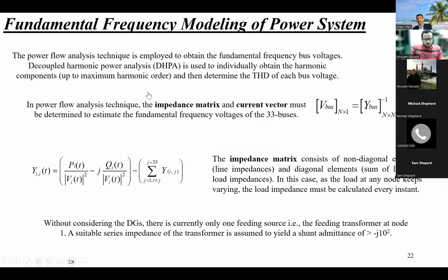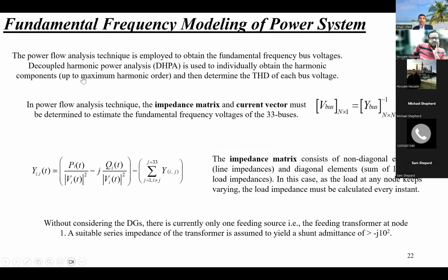All right, so how did we do that? First we did fundamental frequency modeling of the power system. To do that, a power flow analysis technique is employed to obtain the fundamental frequency bus voltages, and that's the formula to calculate bus voltages.